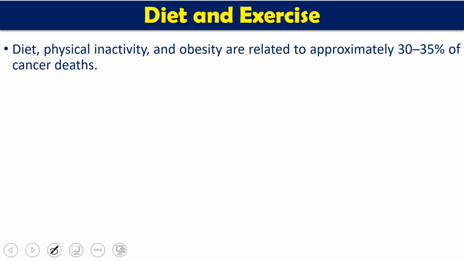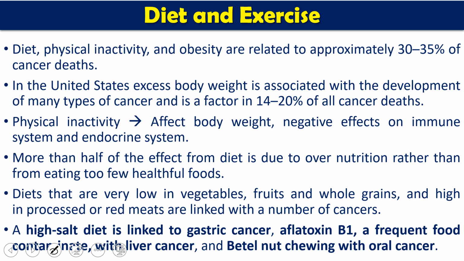Another carcinogenic agent comes from the diet or exercise. Like we can see here, diet, physical inactivity, meaning sedentary lifestyles, and obesity are related to approximately 30 to 35% of cancer deaths. In the case of the USA, excessive body weight, meaning obesity, is associated with the development of many types of cancers, and roughly 14 to 20% of all cancer deaths are caused by excess body weight, that is obesity only.